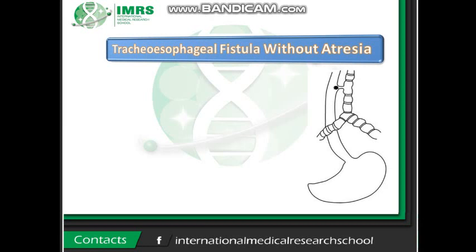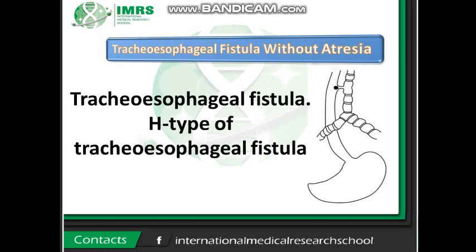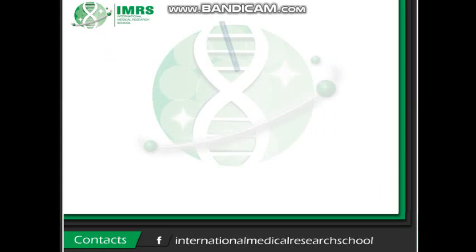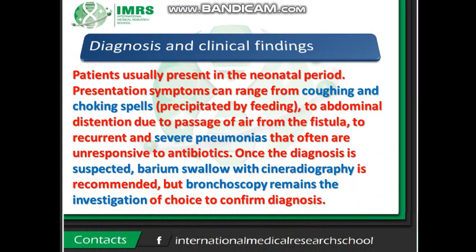Tracheoesophageal fistula without atresia. In this picture, tracheoesophageal fistula, H type. This is the type E. Diagnosis and clinical findings. Patients usually present in the neonatal period. Presenting symptoms can range from coughing and choking spells preceded by feeding, to abdominal distension due to passage of air from the fistula, to recurrent and severe pneumonias.